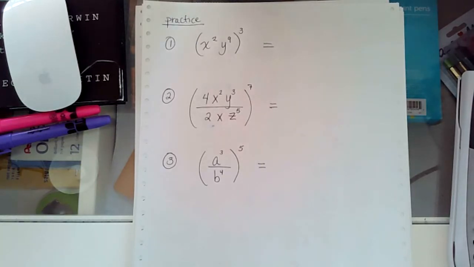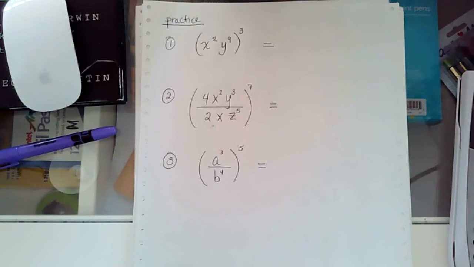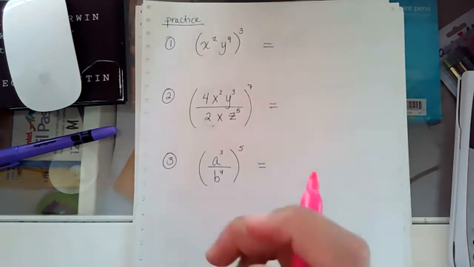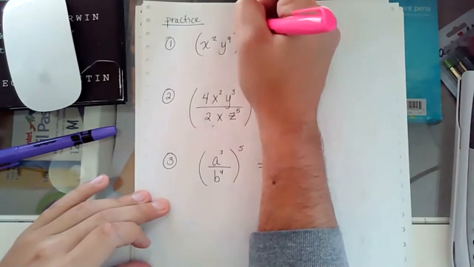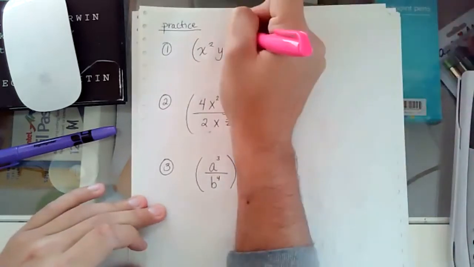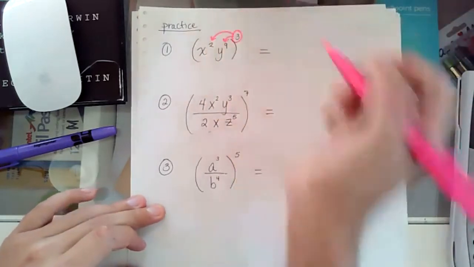Does anybody have an answer for number 1? I put x to the 6th power and y to the 27th power. You said y to the 27th power? Yeah, that's right. Because all we're going to do is take this 3 and it gets applied to each of these two terms in here.